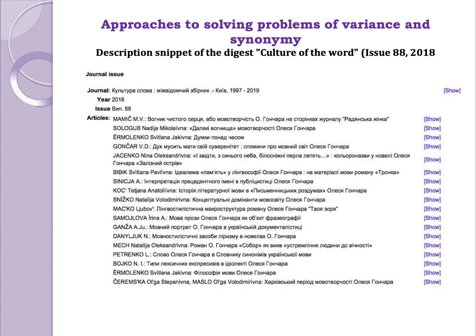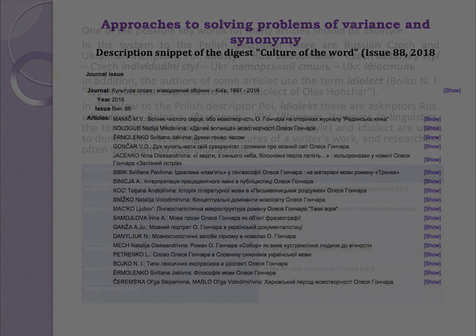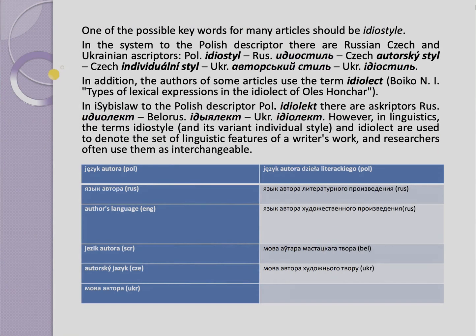We will illustrate the work with the Ukrainian model on the example of the records of the magazine Culture of the World, an interdepartmental collection of the Kyiv Institute of Ukrainian Language of the National Academy of Sciences of Ukraine. Usually, each issue is devoted to the language world of one of the Ukrainian writers. One of the possible keywords for many articles should be idiostyle.